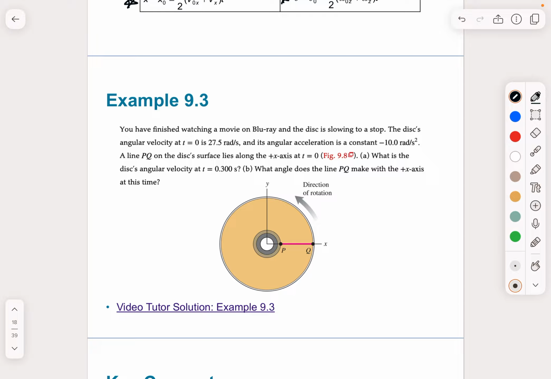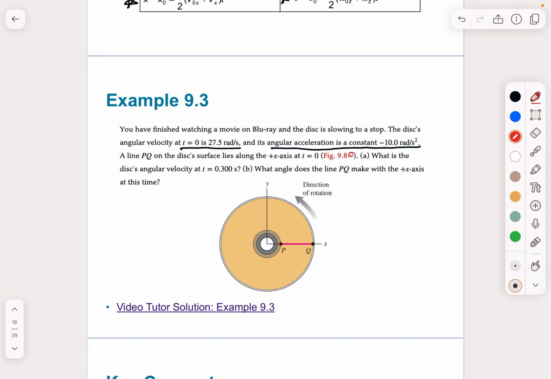Interesting thought. So in this disc, we are given the angular velocity at a particular time. This disc is rotating, and its speed is 27.5 radians per second at the initial time that we start measuring. And what we know is that we have a constant angular acceleration, which is great. That means we can use our kinematic equation equivalence. So now we need to pick a place on this disk to monitor, right? A particle, if you will, or a location on this disk.